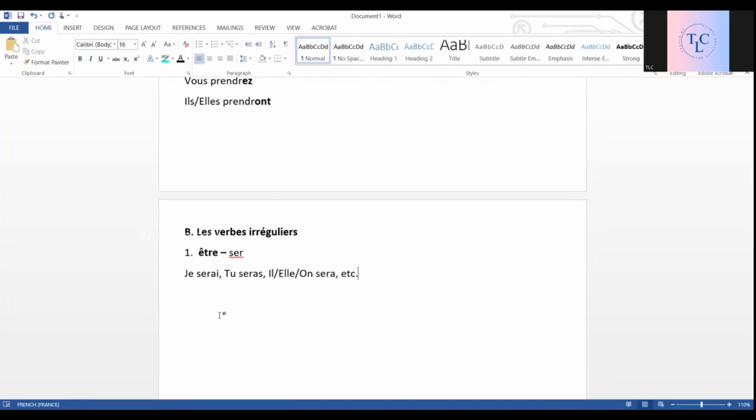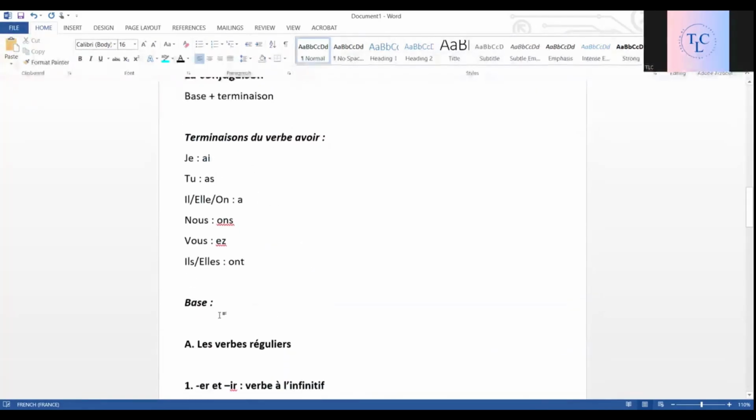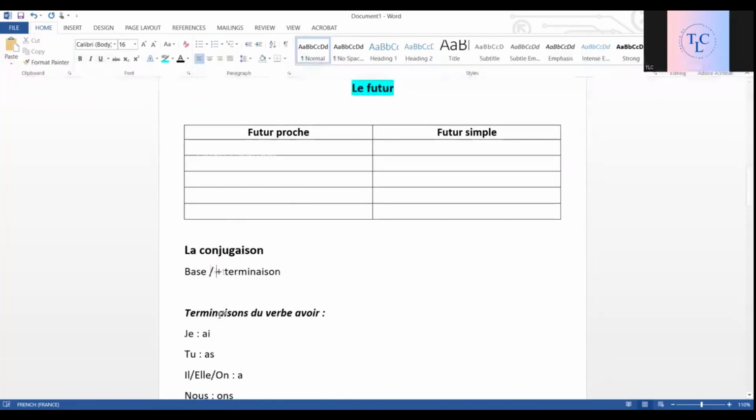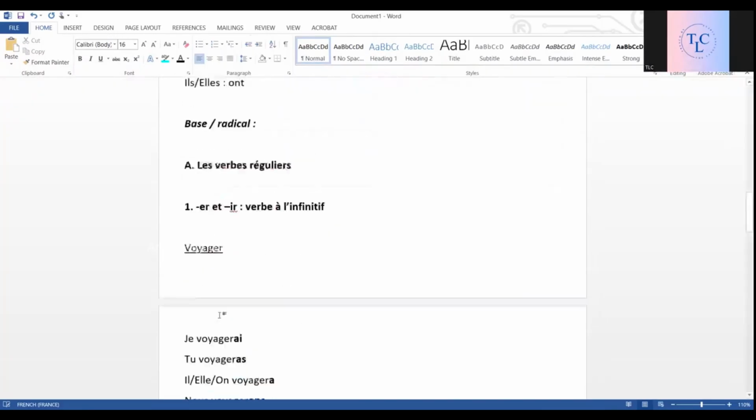Okay, so this is I will be, then you will be, then he, she, we will be, etc. Okay, so we are talking only about the radical, the stem, or what we call the base. It's sometimes referred to as radical.